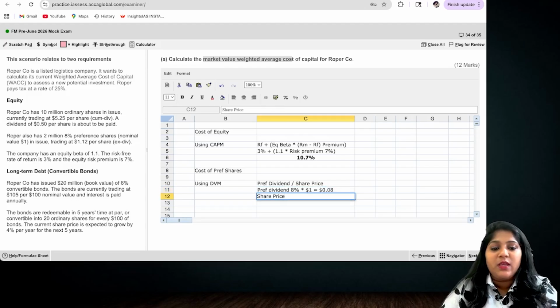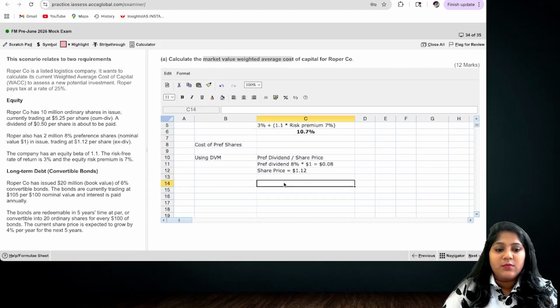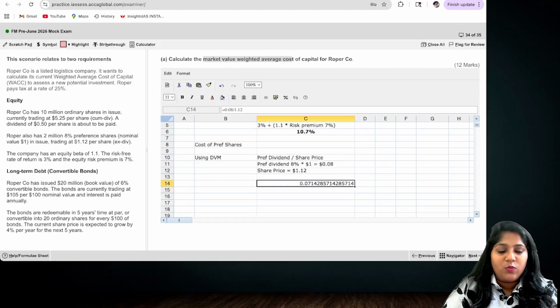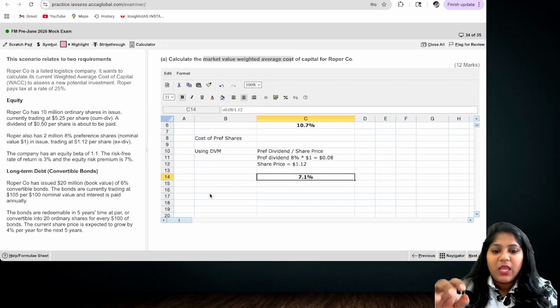And the share price is how much, guys? They have directly given the share price, which is $1.12. So use this in terms of calculating the preference shares cost: 0.08, that is 8 cents, divided by 1.12. So what do you think your cost of preference shares is going to be? It is going to be 7.1%. Maybe you guys can keep 7% also, or keep it 7.1%. It should be fine.